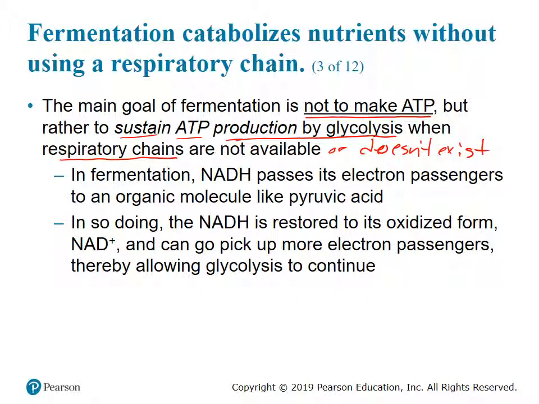Because glycolysis and some of its pieces can be used for other things, and those other processes can actually make energy for the organism. But glycolysis is the first step in any type of metabolism, any type of energy production. And because of that, the main goal of fermentation is not ATP, but to continue the process of glycolysis.